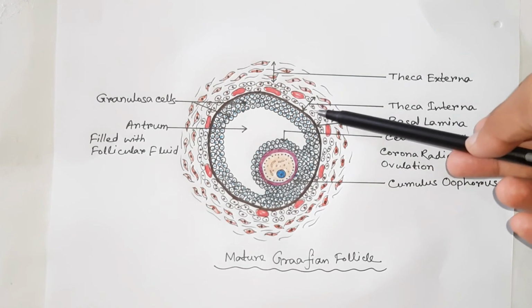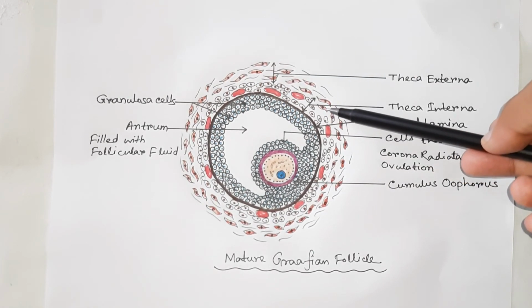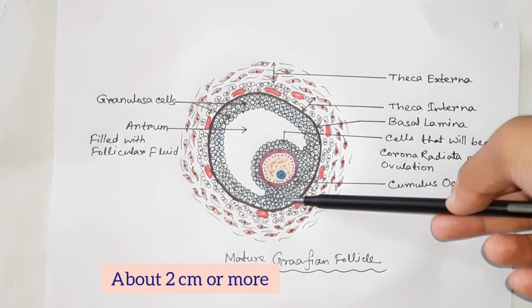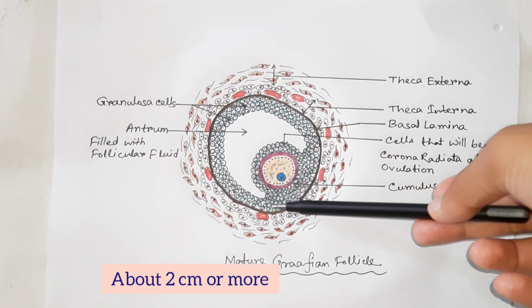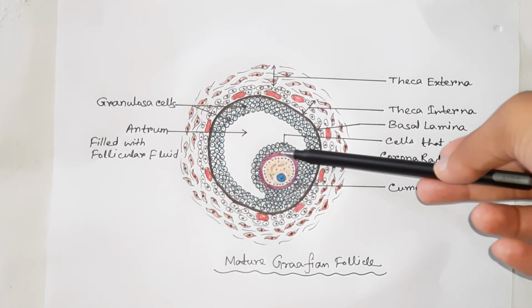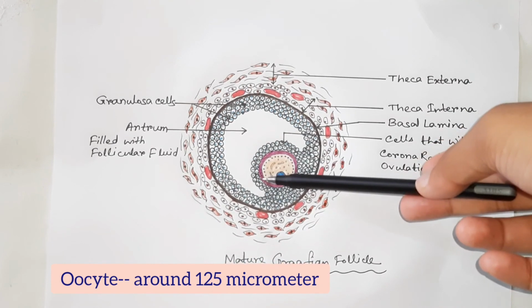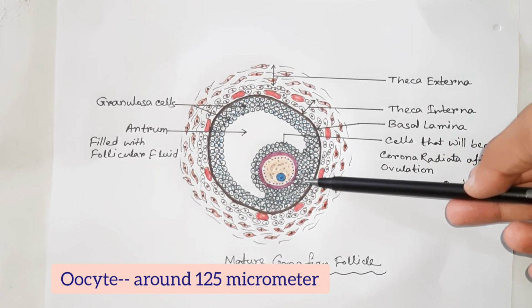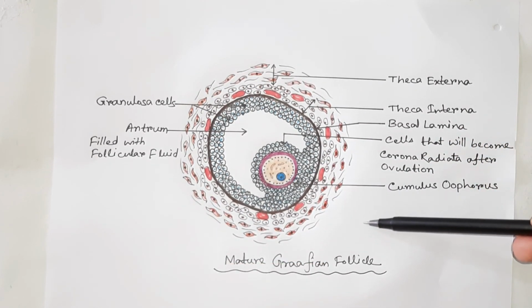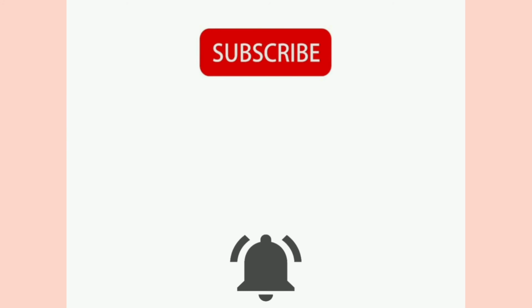The thecal layers become more prominent. The diameter of a mature Graafian follicle is about 2 cm or more. The diameter of the oocyte is around 125 micrometers. So this is all about the anatomy and histology of the ovary with special reference to the follicular cycle.